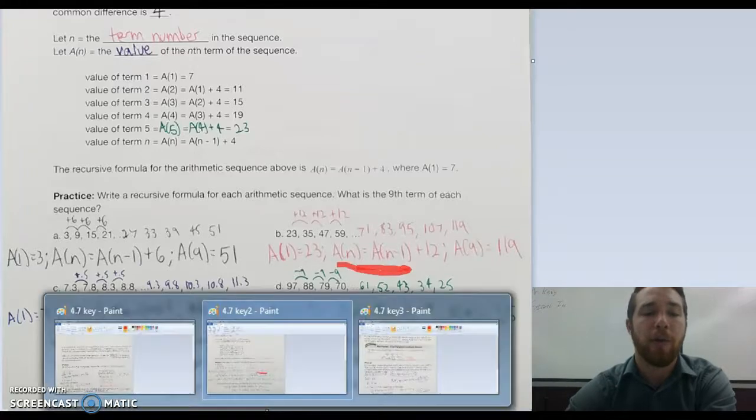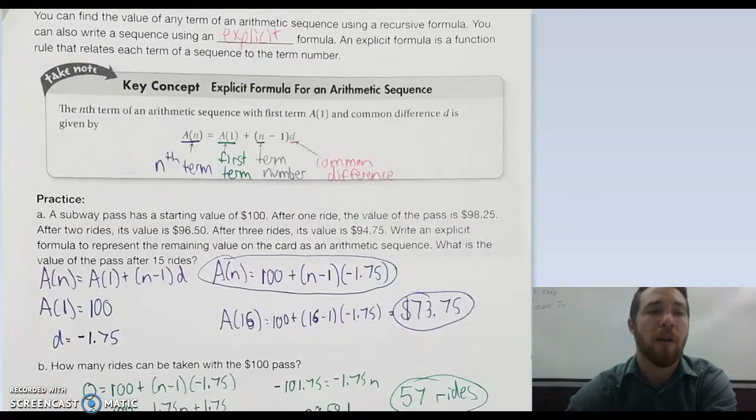So we actually have a better way of doing that on the last page, which means we can find the value of any term in an arithmetic sequence using a recursive formula. We saw that before. But we can also write what we call an explicit formula. An explicit formula is a function or rule that relates each term of a sequence to its term number. So the nice thing about this is I can go right into my sequence and get my value right away without looking at any other terms.